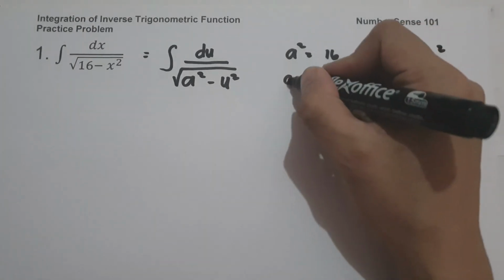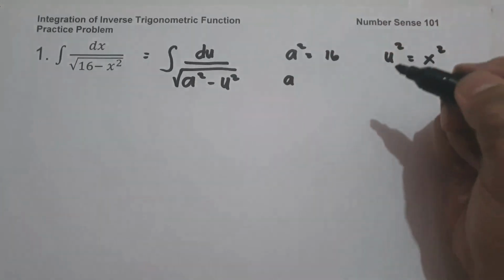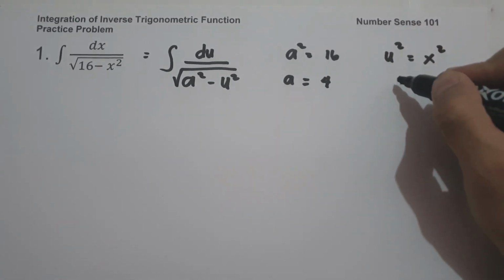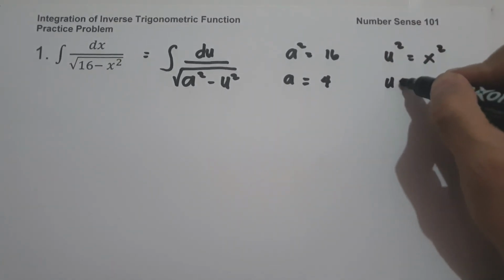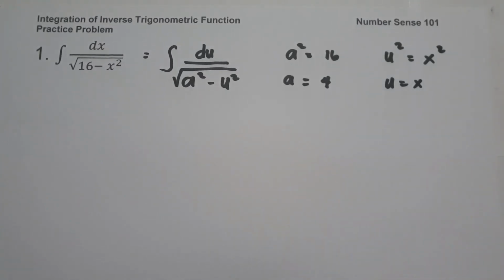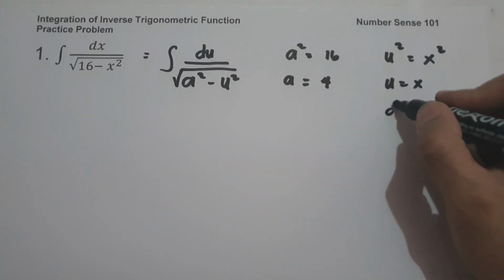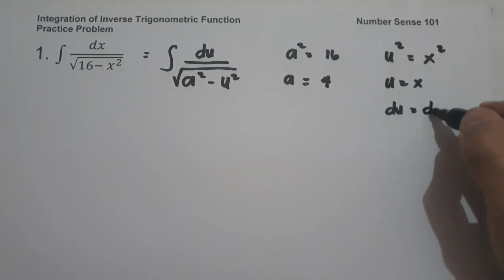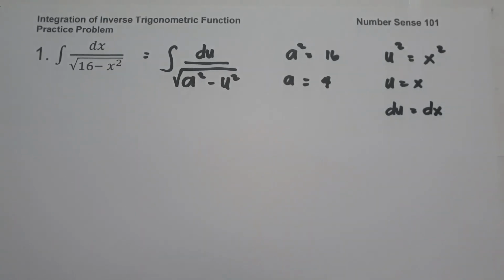To find the value of a, let us take the square root of both sides of the equation. So the square root of 16 is 4, and the square root of x squared is x, and that is the value of u. And du is the derivative of x, which is 1, so we are going to have 1 dx.